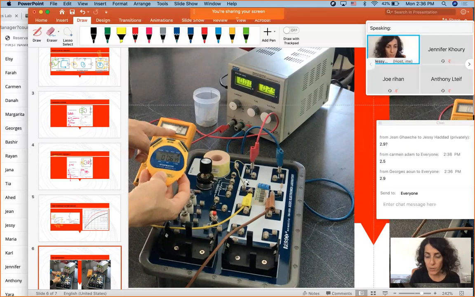I want someone to tell me if this circuit is series or parallel and what's in it. Don't make it a boring session by typing. Talk. You have beautiful voices. Just unmute yourself. Do some noise.